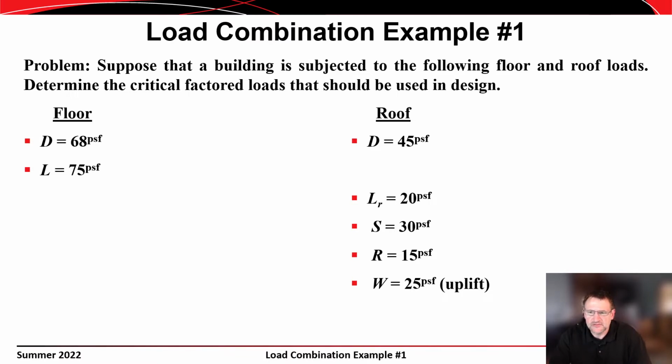It's important to note for this example that the roof live loading is different than the live loading that's applied to the floor. And it's also important to emphasize that the wind loading on the roof acts in the opposite direction as the other loads. All of the other loads are gravity loads and act downwards. The wind load that's stipulated in this problem is an uplift force, so that means that it acts upwards.